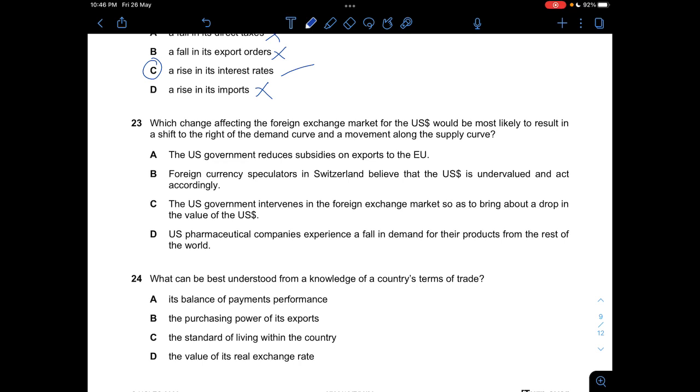When your products are more expensive to purchase, most people will choose not to buy the products from your country because of the higher prices. So A is not correct. B, it says foreign currency speculators in Switzerland believe that the US dollar is undervalued and act accordingly.